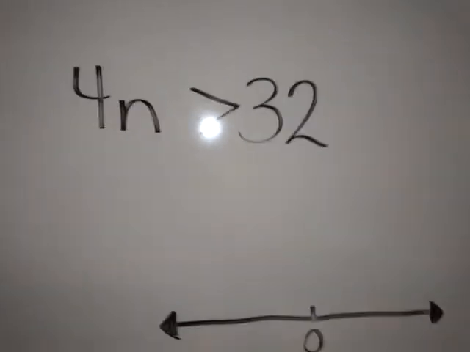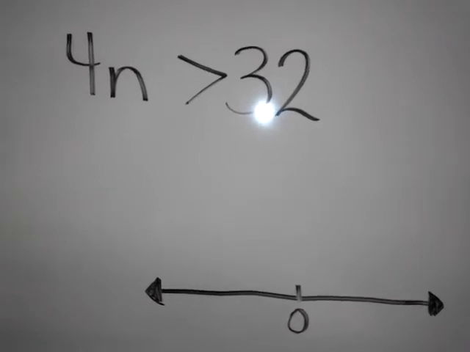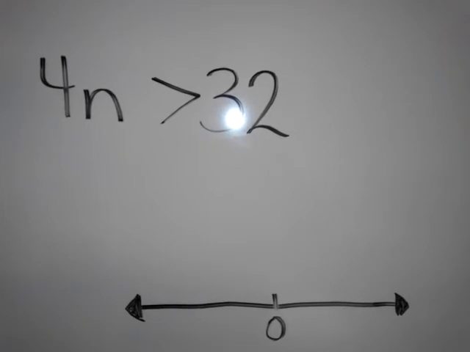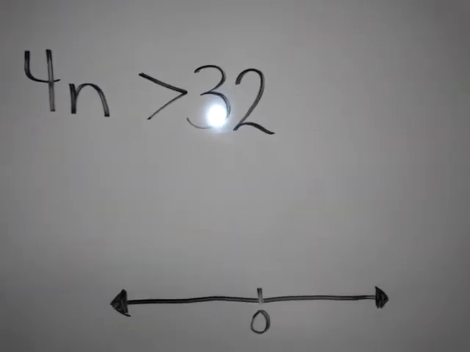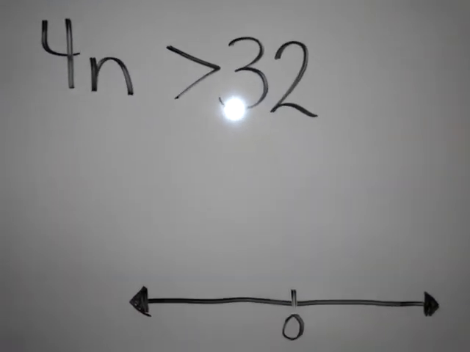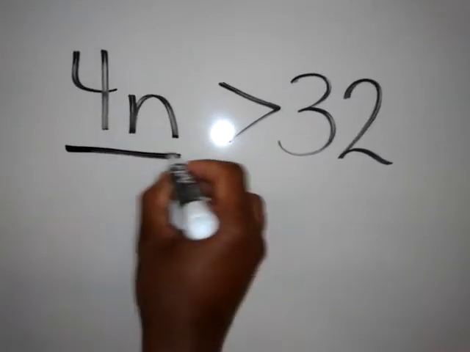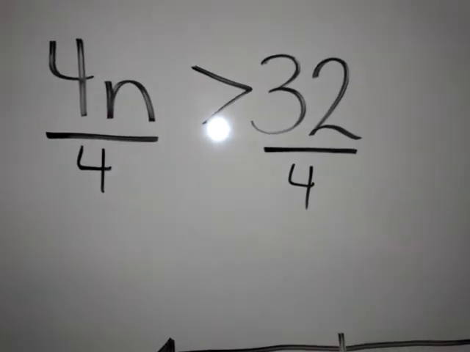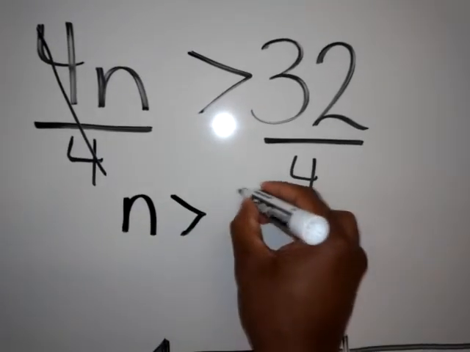Next problem. Still following the same concept as treating this inequality as an equation. Only difference, you have an inequality symbol versus an equal sign. So if you look at 4n, 4n implies multiplication. To get rid of multiplication, you use division, the inverse operation, on both sides of the inequality symbol. N is now isolated. We now have n is greater than 8.